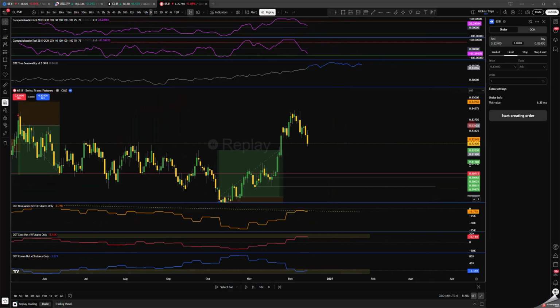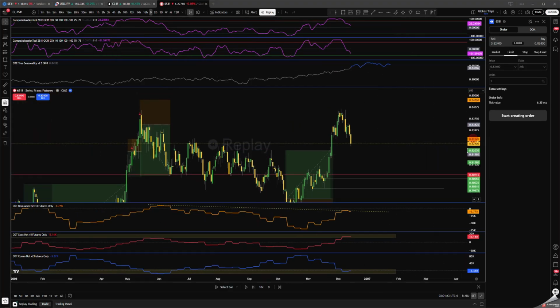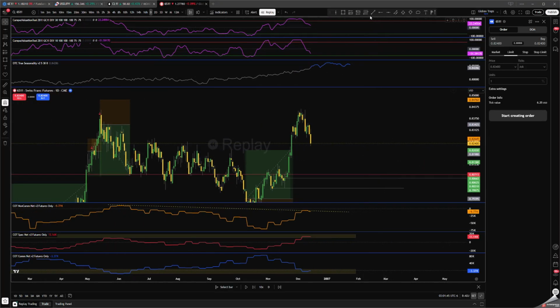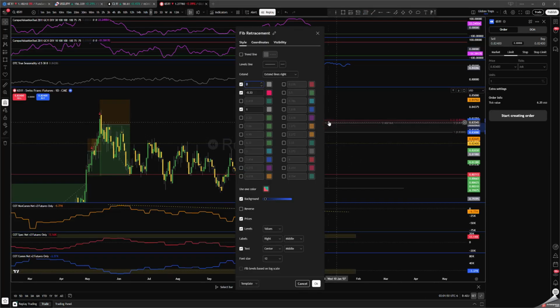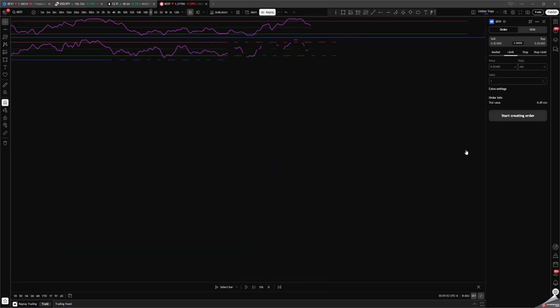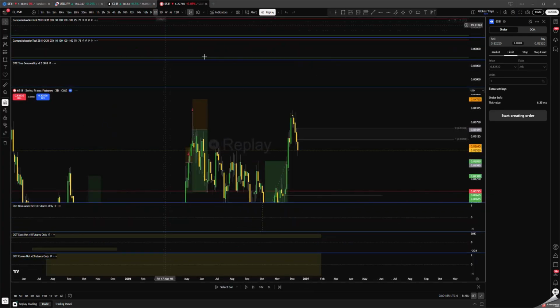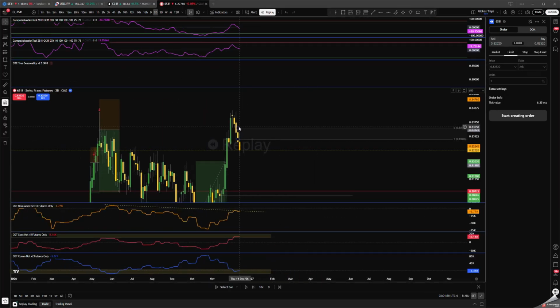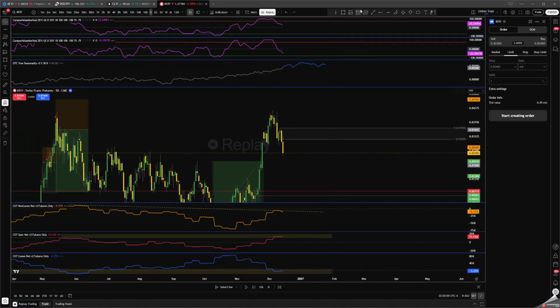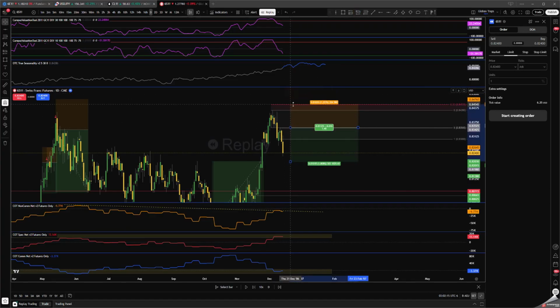Now, how are we going to enter? There's one zone right here. Let me check 2-day. Another zone right here. I would take the second zone if it comes back. On a pullback, I would enter for a 1 to 2.